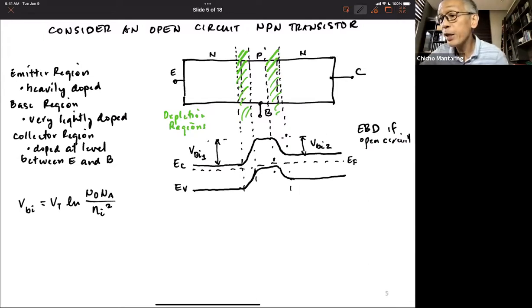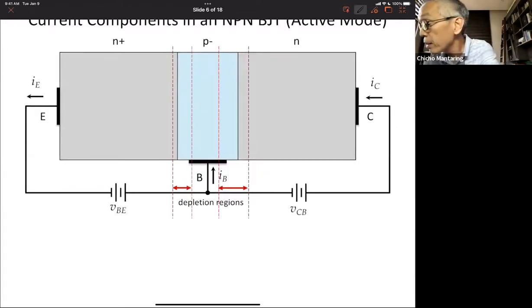Okay, are there any questions? Any questions so far? Okay, I'm going to discuss with you the current components in an NPN BJT. So this is going to be biased in active mode.